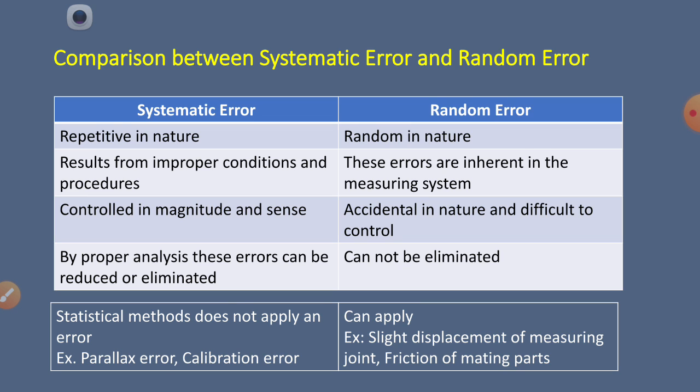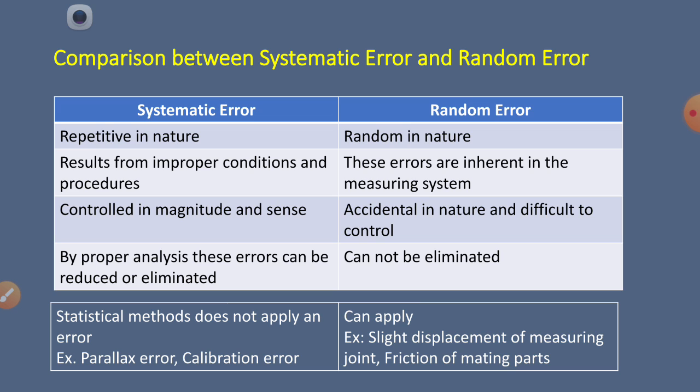But in a random error, these errors are inherent in the measuring system, and we cannot avoid them. Systematic errors can be controlled in magnitude and sense. Whatever the errors, if possible, we can control them. In magnitude, the error may be reduced, and in sense, there may be changes. But random errors are accidental in nature and difficult to control. What is the reason for this problem? We cannot identify it first of all. If you don't know the problem, how are we going to make solutions in the case of random errors? But random error is very minimal compared to the other errors.